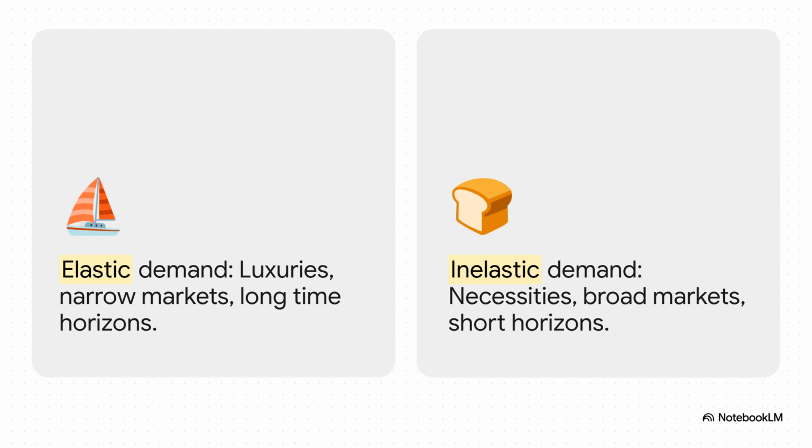If demand is elastic, it means buyers respond substantially to price changes. They're flaky. This happens with luxuries. You don't strictly need a yacht, so if the price jumps, you just walk away. It also happens in narrowly defined markets like vanilla ice cream, because you can easily just swap it out for chocolate. But look over at the right side.